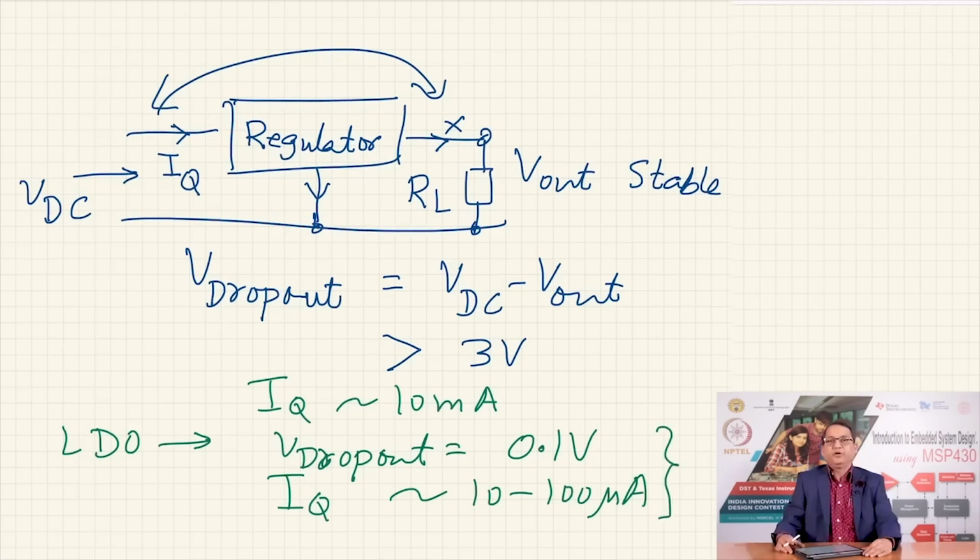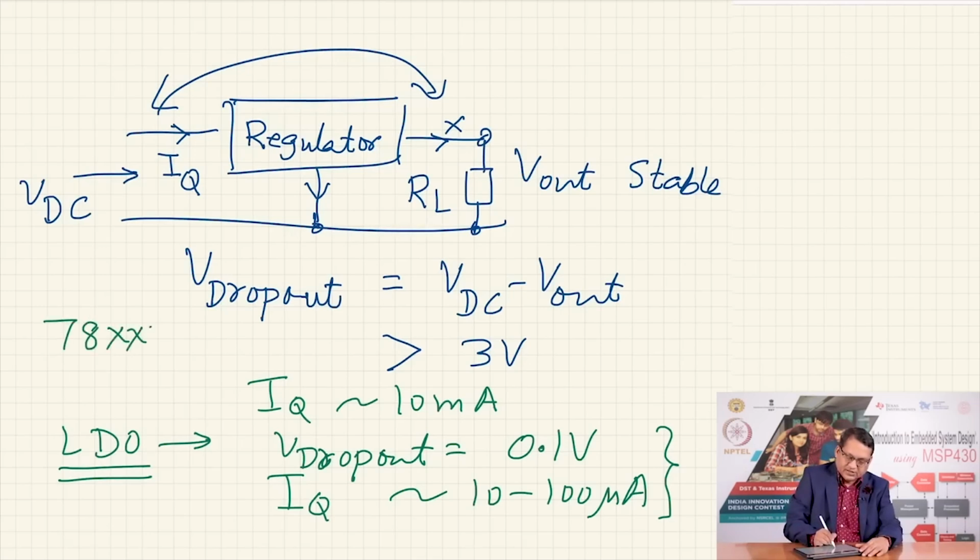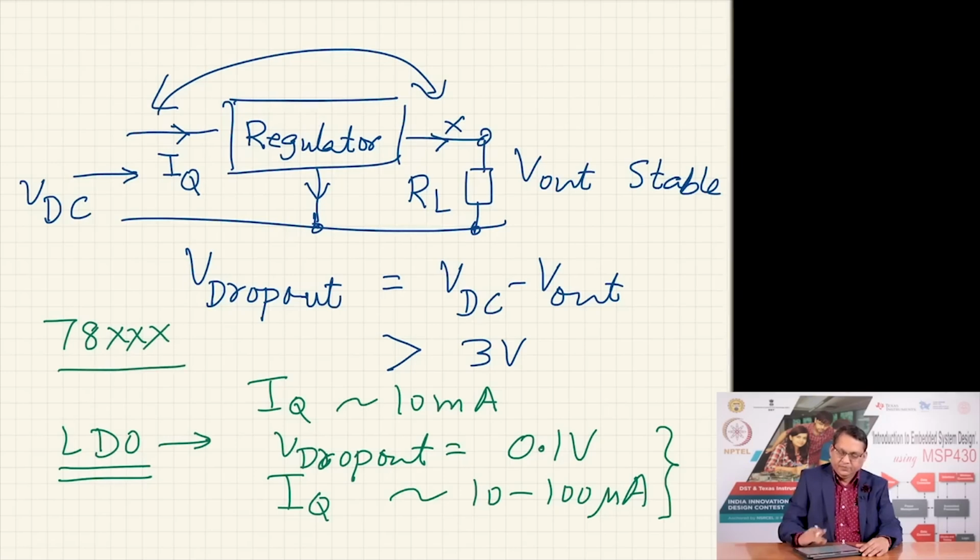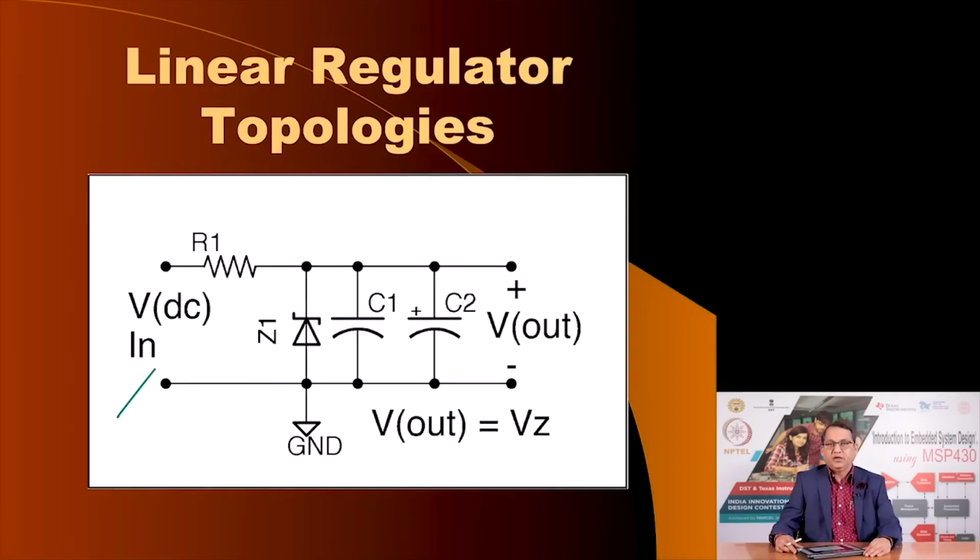So, if you are going to design your power supply for an embedded application and you are forced to use a linear regulator for various reasons, it is advisable to use an LDO type of linear voltage regulator instead of the traditional 7-8XXX series. I am going to show you certain voltage regulators starting from the simple ones to more complex ones.